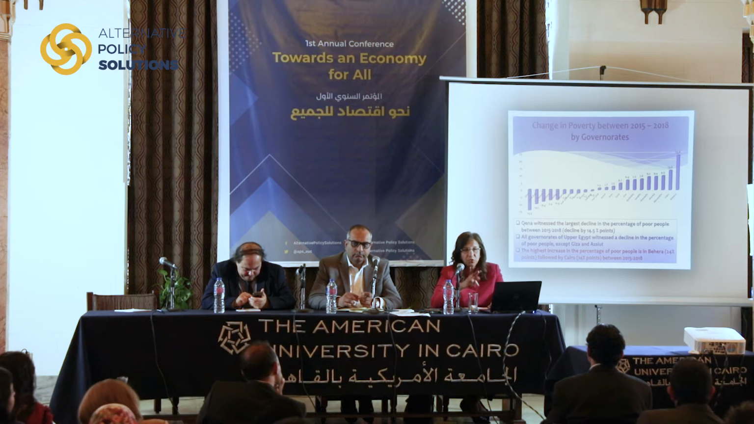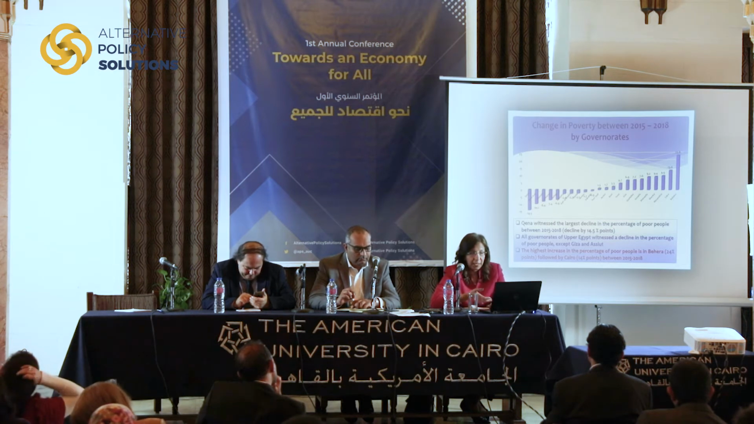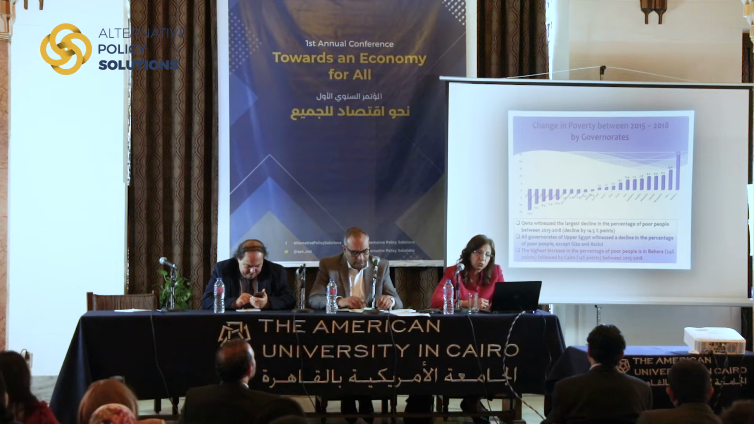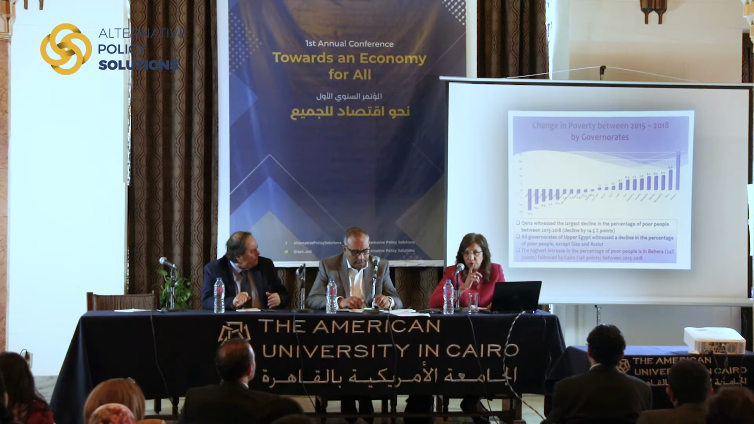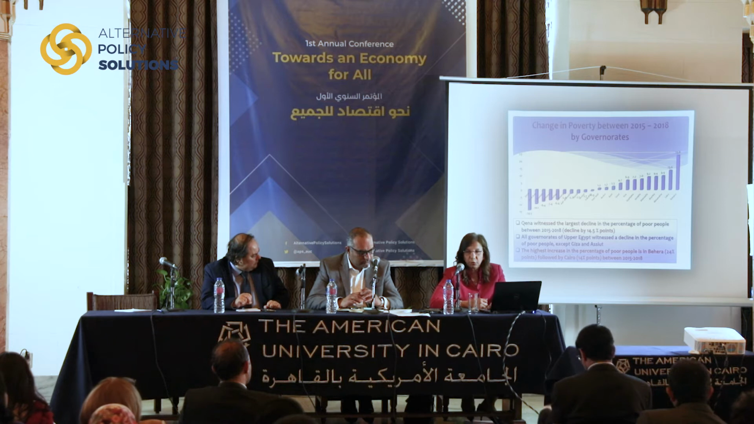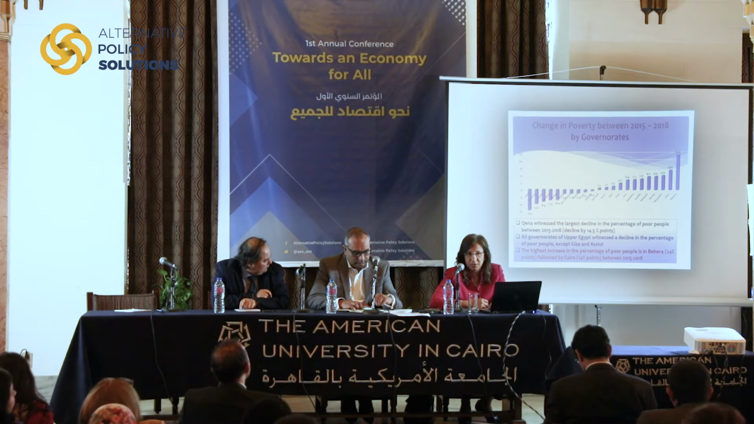If we look at the change between 2015 and 2018, we found that in some governorates the poverty rate increased, and in some others it decreased. For example, ENA witnessed the largest decline in the percentage of poor people between 2015 and 2018, a decline of 14.5 percentage points, while the highest increase in the percentage of poor people is found in Bahira, increased by 24 percentage points, followed by Cairo, 14 percentage points between 2015 and 2018.